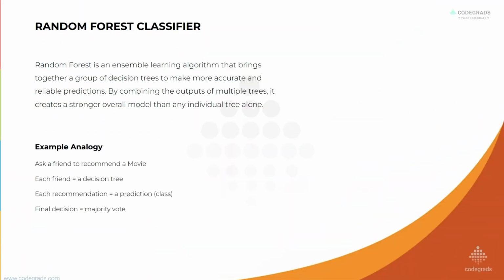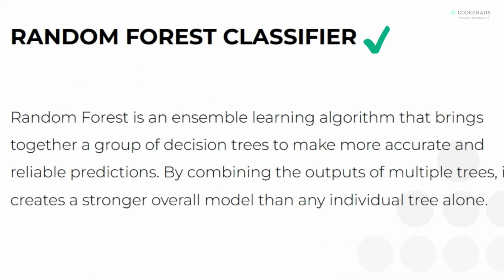Hi everyone. So today we will be talking about what a random forest is and how a random forest classifier actually works. In essence, a random forest is a team of decision trees working together to make better predictions. It belongs to the family of ensemble learning algorithms, which means it combines multiple models to produce a stronger overall model.